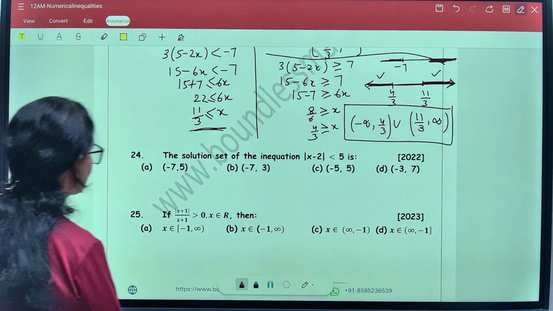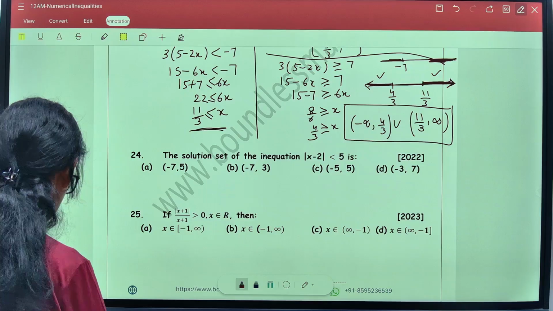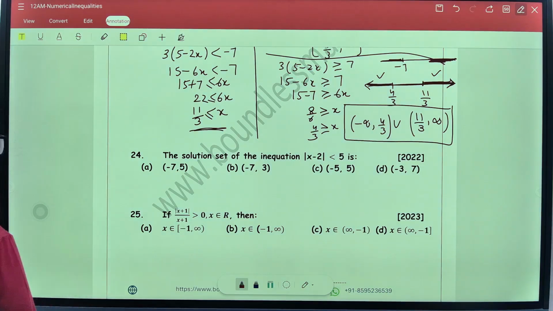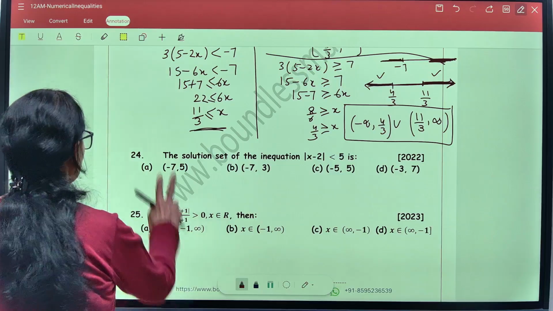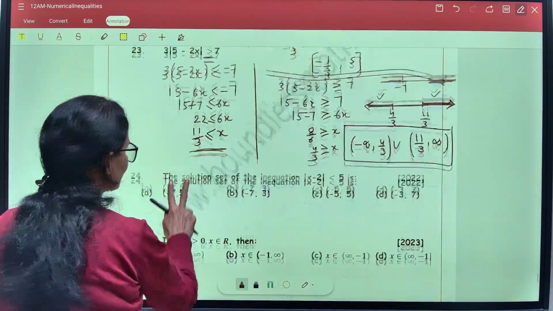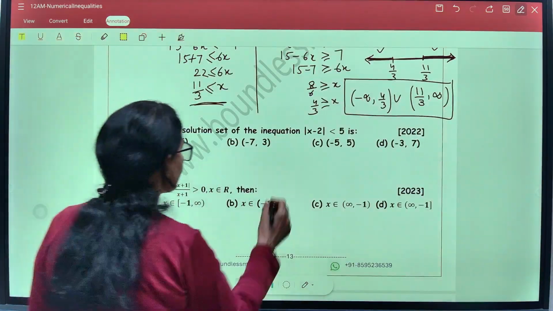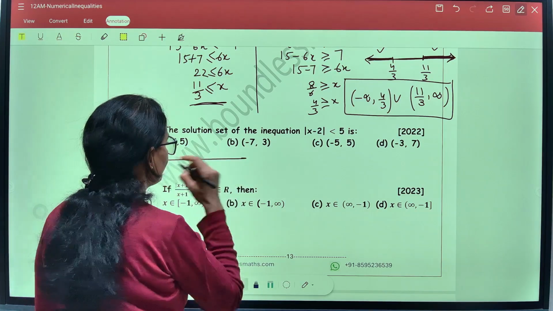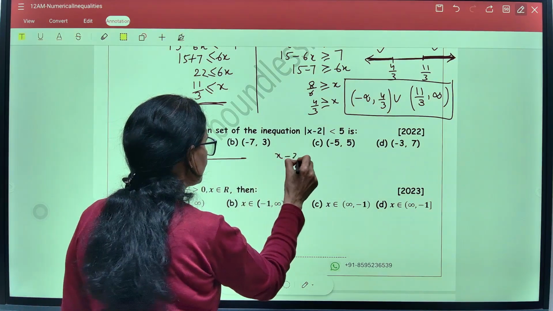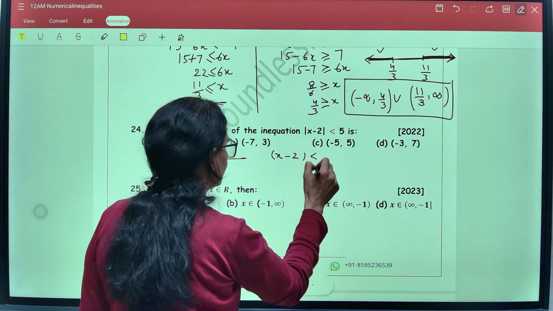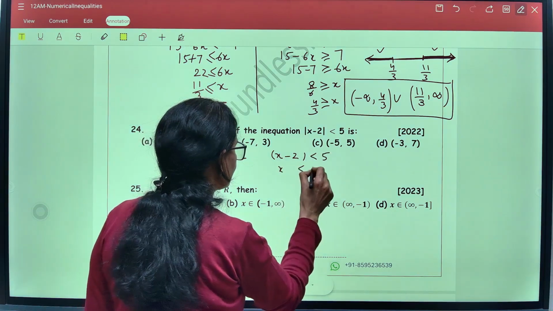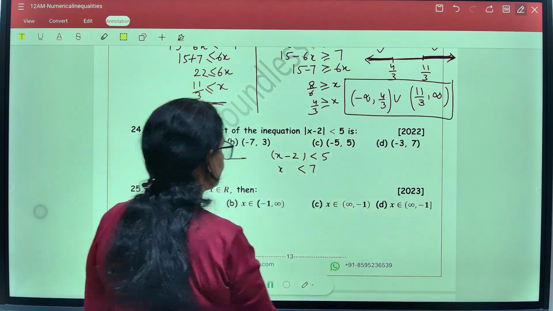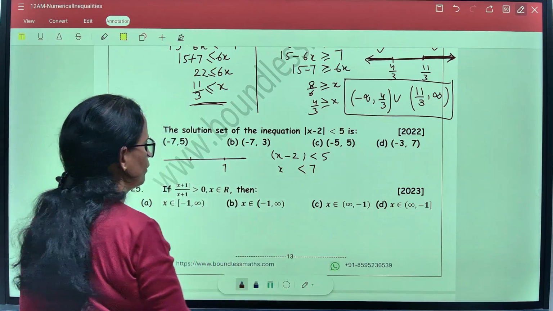Next, the solution set of the inequation mod of x minus 2 less than 5. Now here it is less than 5. So what do we do for less than 5? Less than 5 means it is the area in between them. So let's try to understand from the number line. x minus 2 is less than 5. So if x minus 2 is less than 5, x will be less than 7. So we get the upper limit 7.